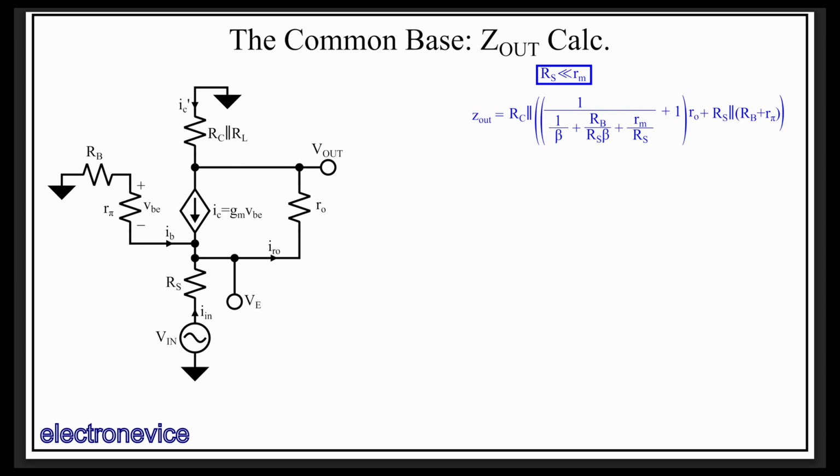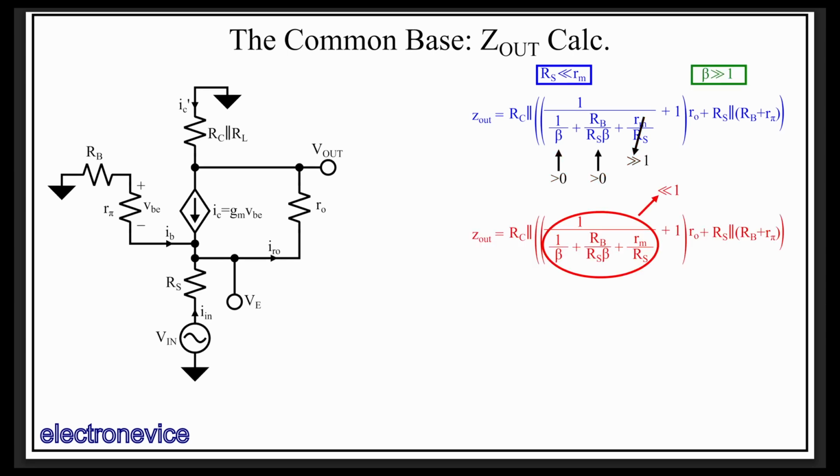And what we see is that since Rm is much greater than Rs, that means that Rm over Rs is much greater than 1. And all we need to know about the other two terms is that they're positive, which is guaranteed since beta is always positive, and so long as you use positive resistances, and don't use something weird and arcane like a tunnel diode. Under these conditions, we can conclude that this whole coefficient on Ro is much less than 1, because the denominator is much greater than 1.